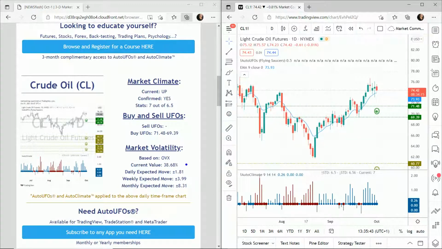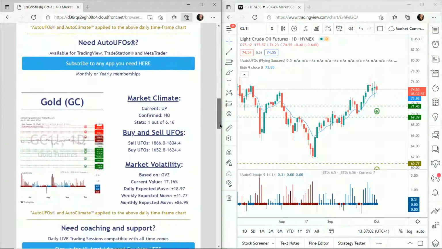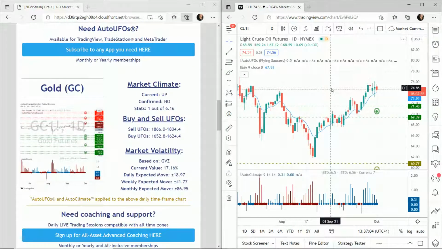In terms of volatility, we'd expect movement up or down in a year of 38.68%, which means in a day, up or down of 1.81 points. In a week would be 3.99 points, and in a month is 8.31 points. So that's what we'd expect on oil in terms of movement up or down. So that's oil, overall probability up. Next market is gold, so let's check that out.